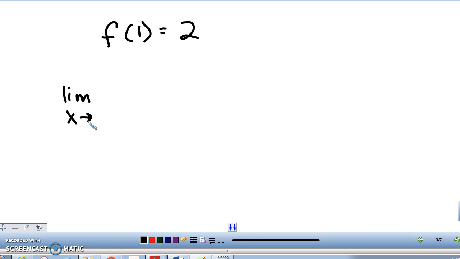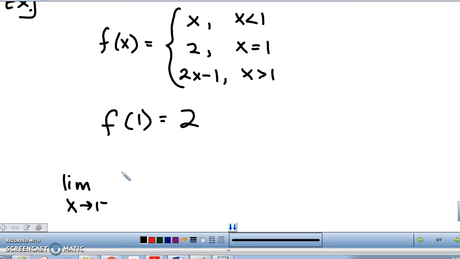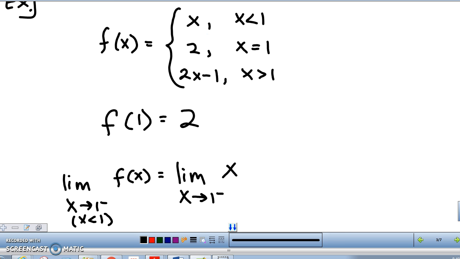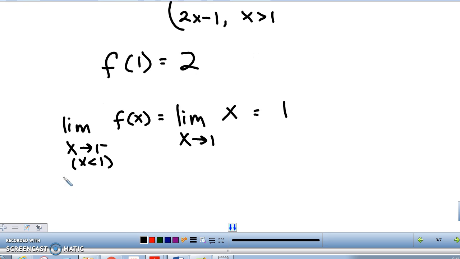as x approaches 1 from the left. That's the case when x is less than 1. So we're going to be looking at this function x. Okay, now that we've identified what function we're looking at, we are not going to put that superscript of 1. We do our direct substitution. This is just 1.